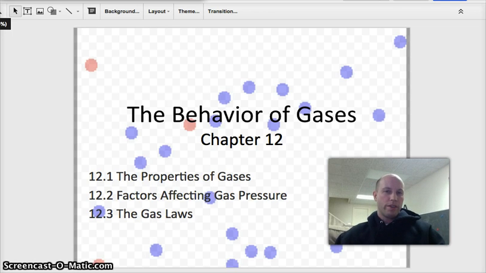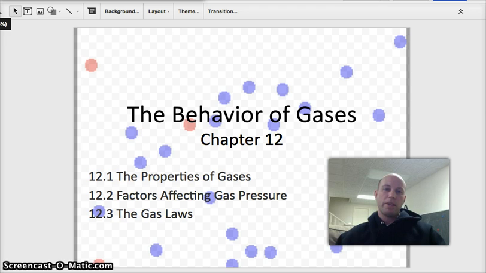So if you ever wondered how you breathe, why your lungs expand, and what forces that air back out? Or maybe you've gazed into the sky and seen a hot air balloon. Well, what causes that hot air balloon to go? Well, hot air, obviously, but how does that actually work?